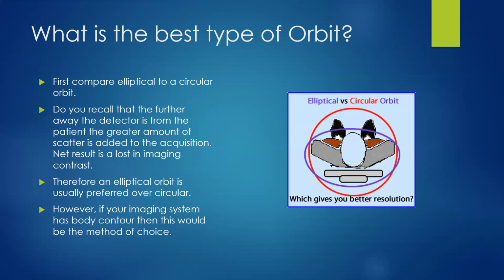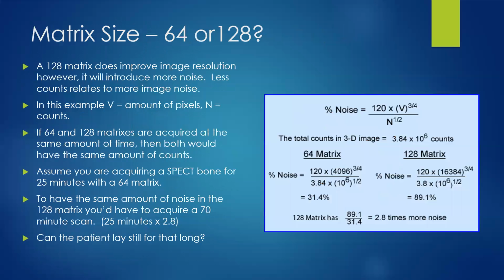So make sure you check your protocol when you're doing SPECT of the brain. So what about matrix size? Another interesting component about acquisition, and I think it's critically important that we actually appreciate and understand this. We have a choice, 64 by 64 or 128 by 128 matrix. As a general rule, I would gear towards the 64 matrix versus the 128 matrix. And this is why.